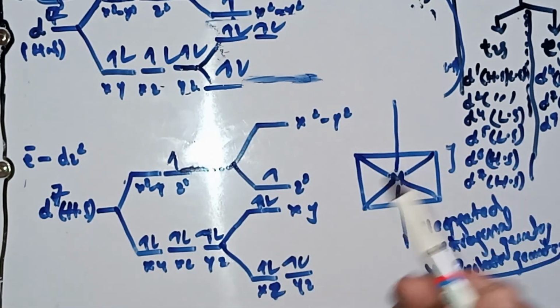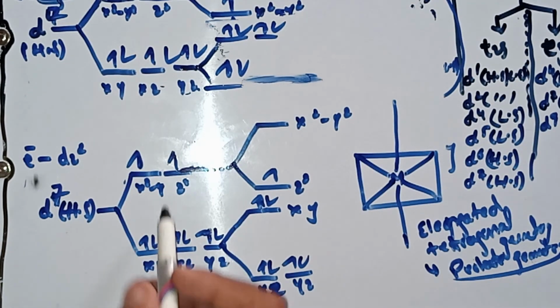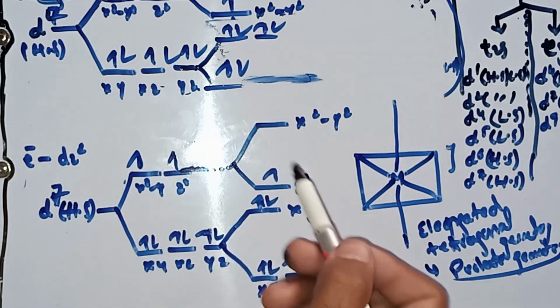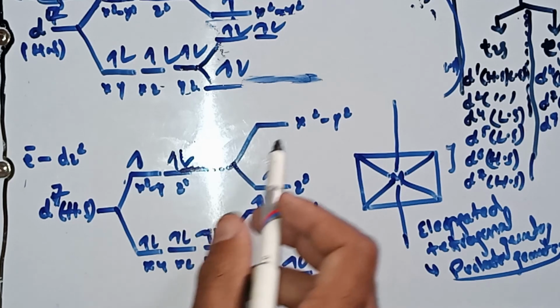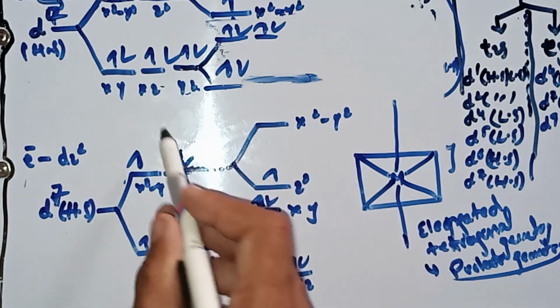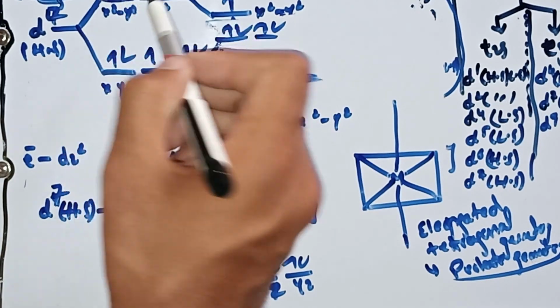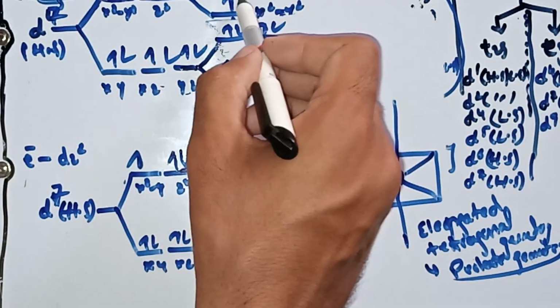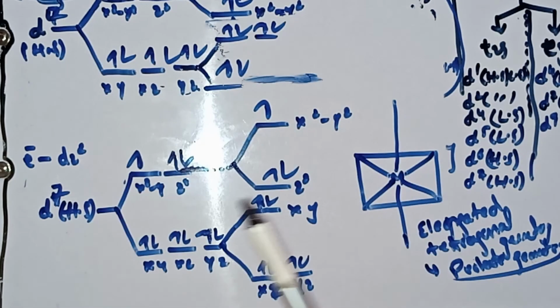But in the d9 system, there are 8 electrons and one more electron. If the second electron in each set goes into z square, then there is repulsion, and the position will be like that. When the second electron goes into x square minus y square, then the position will be like that. Is it clear? Okay. These are all tetragonal Jahn-Teller distortions, and very easy.